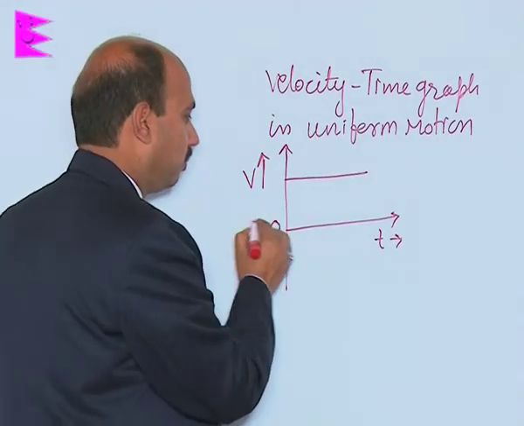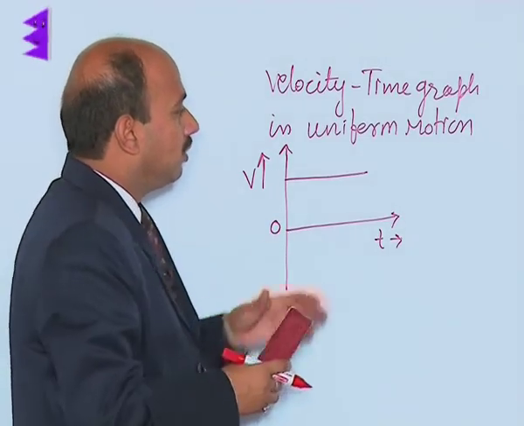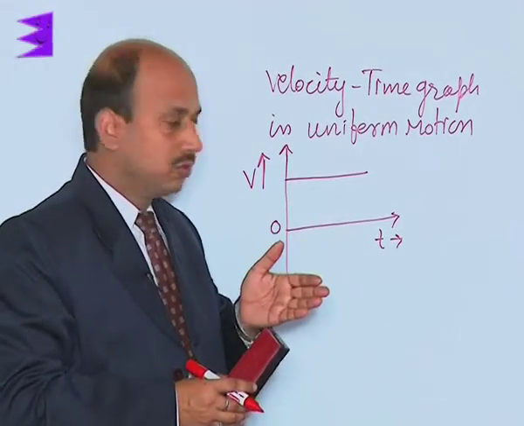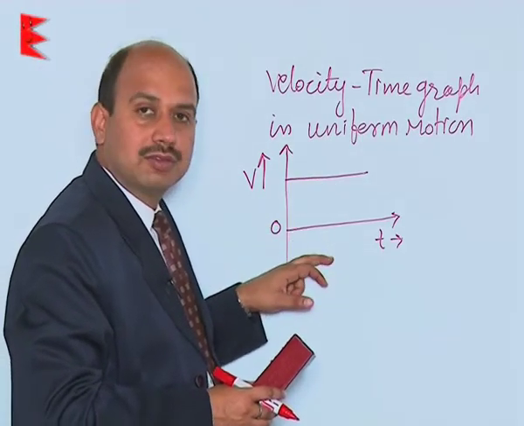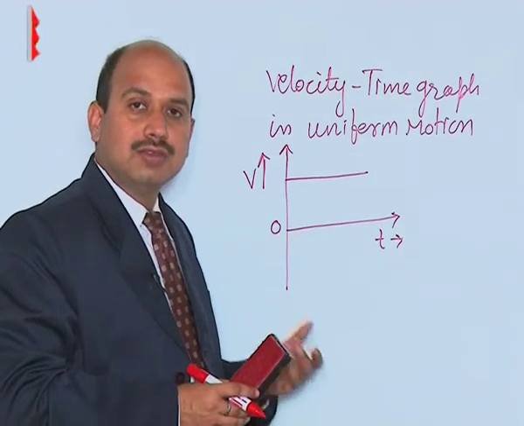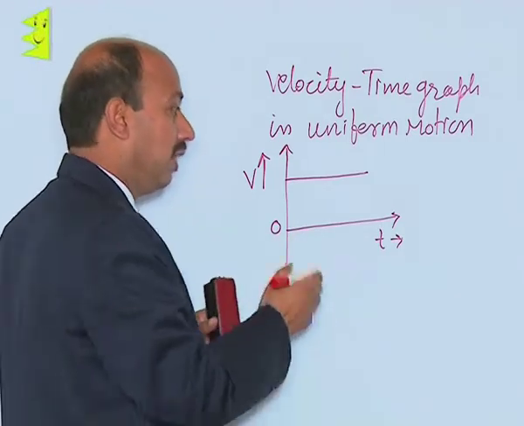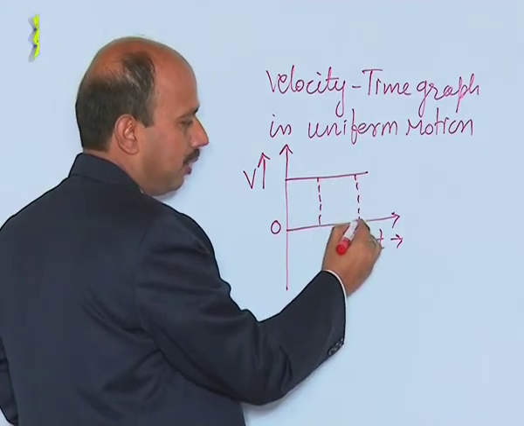This point is 0, that is the origin. Now, velocity remains constant throughout the motion, so the velocity time graph is parallel to the time axis. By using this graph, you can calculate distance or displacement, and it is a very important concept to calculate distance and displacement. Suppose you have taken two time intervals.